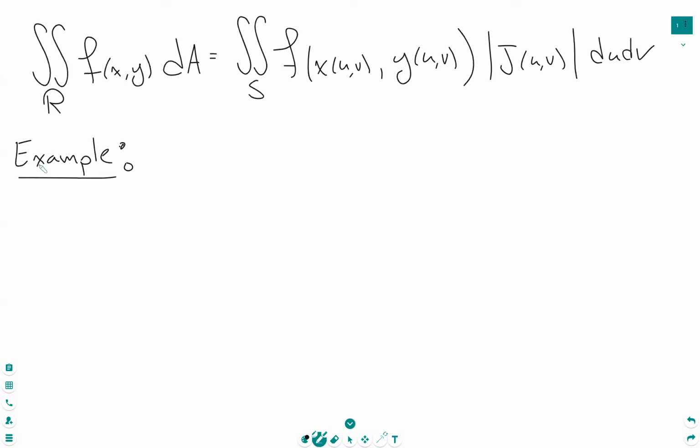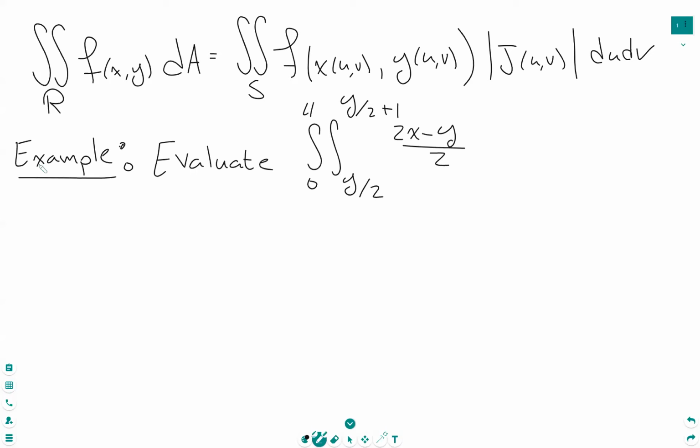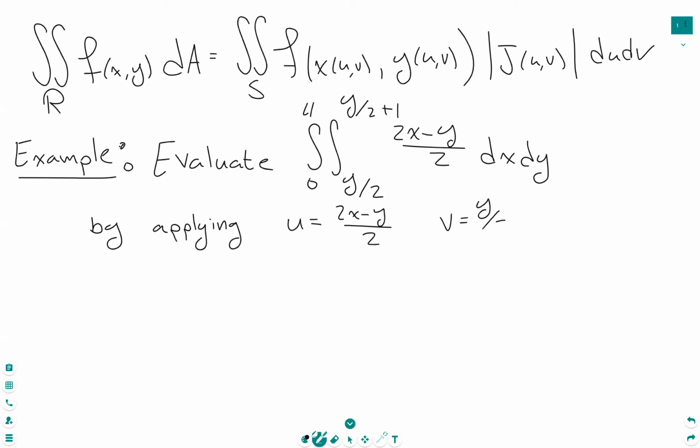Our first example is going to be: evaluate the integral from 0 to 4, y over 2 to y over 2 plus 1, of 2x minus y over 2, dx dy, by applying u is equal to 2x minus y over 2 and v is equal to y over 2.